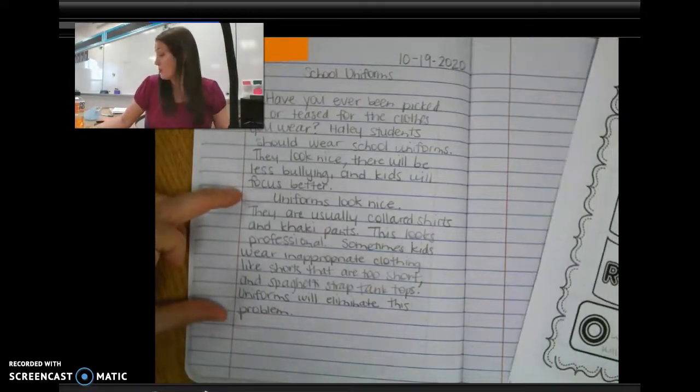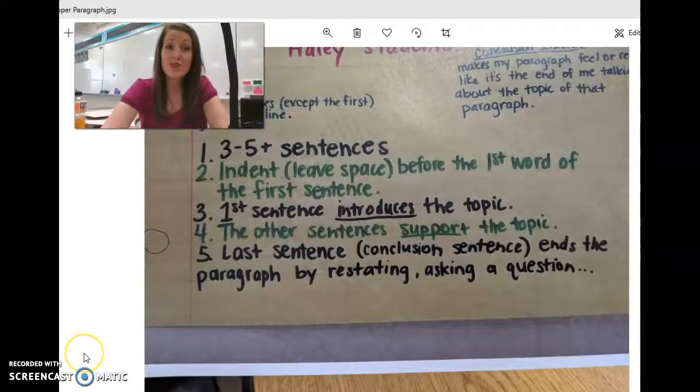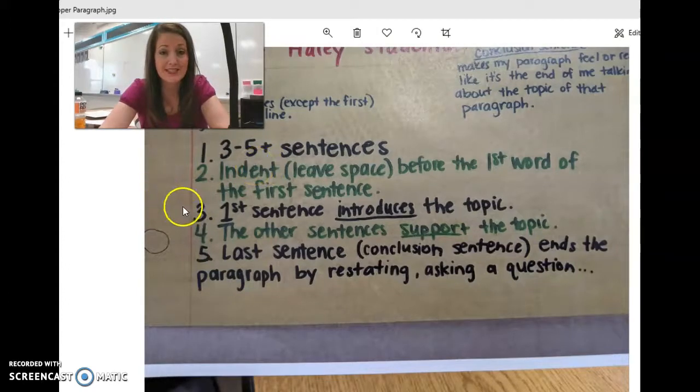And remember, a proper paragraph is going to be 3 to 5 or more sentences. Indent, so you leave a space before the first word of the first sentence. And that first sentence is introducing my topic. That's why I started with that the uniforms look nice. And the other sentences support how uniforms look nice. And then the last sentence gets us ready to end that and move on to the next paragraph.